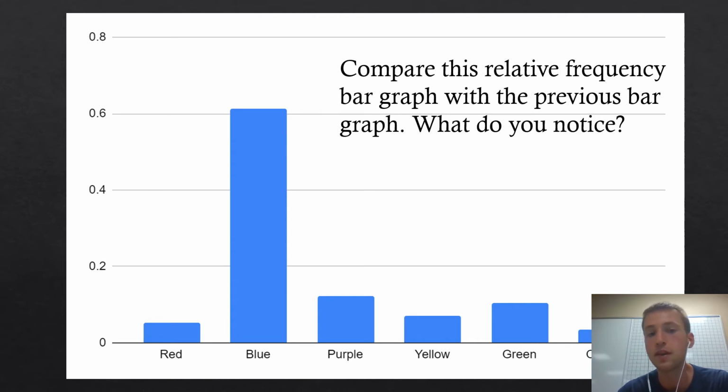We have percentages or decimals as percentages on the y-axis. But if you went back to the previous bar chart, you'll notice that they are the exact same shape. So the blue bar is exactly the same height as it was before. Same with the red, purple, yellow, green, and orange. So the only difference when it comes to a relative frequency bar chart is that we now have frequencies or percent frequencies on the y-axis rather than just the counts within each category.